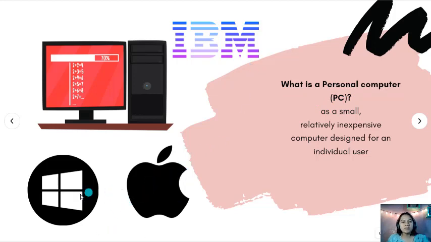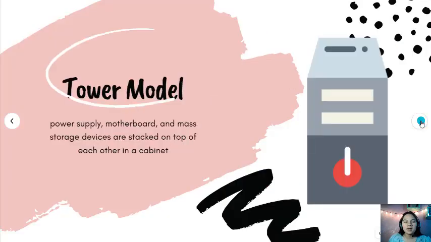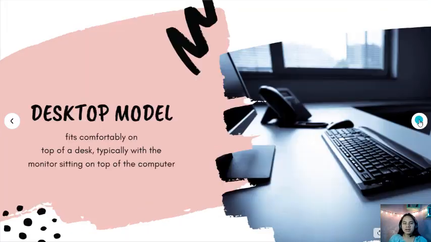There are two types of it, the PC from IBM, and then we also have the Mac. Now, when you talk about personal computers, there are different types of personal computer. We have the tower model. Everything is in it, the power supply, the motherboard, and then the mass storage are there on top of each other in a cabinet.